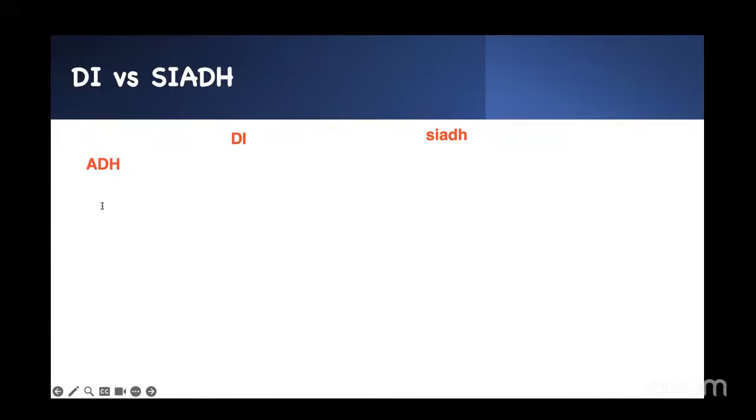Diabetes insipidus, what is the problem? You have little, so this is too little. I'm going to use blue. We have too little ADH. That's the problem. In SIADH, we have too much of that. So I put it in green. Too much of that.